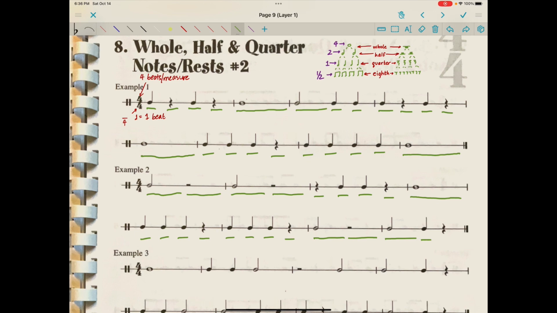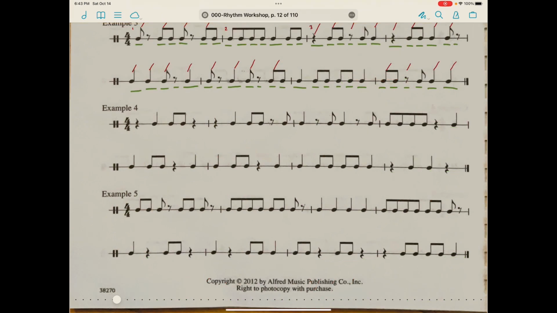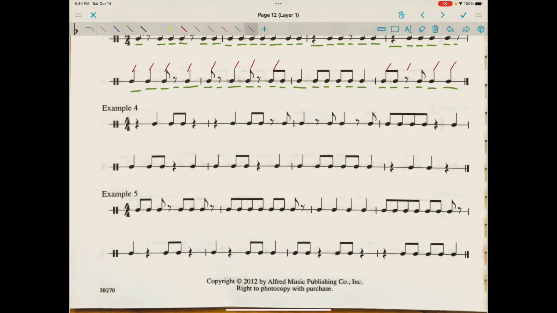Moving on to exercise 11 in the 4-4 section of the book. Looking at example 4 today, we have the same time signature, 4-4 time, so we're not going to work our way through that pyramid and break down again. We'll just note that our quarter notes will be our do notes, our 1 beat note. And then our eighth notes right here will be our do-day notes. They will be our half beat notes.